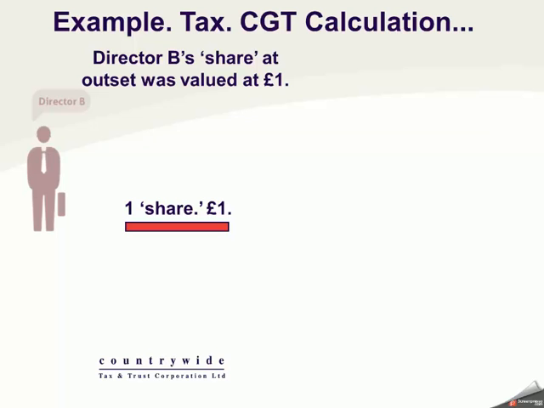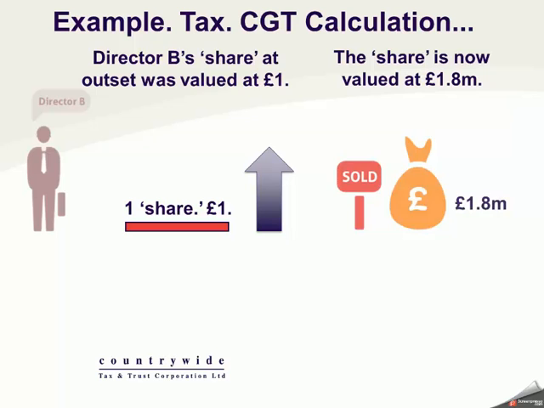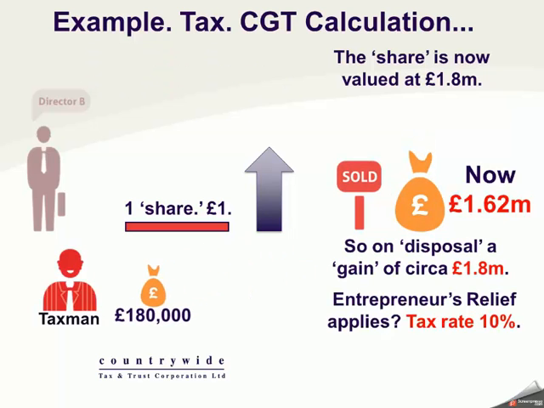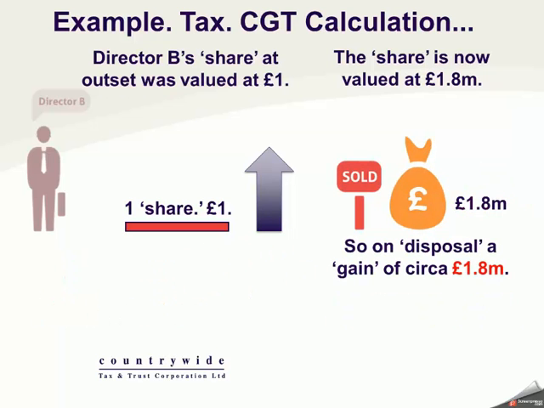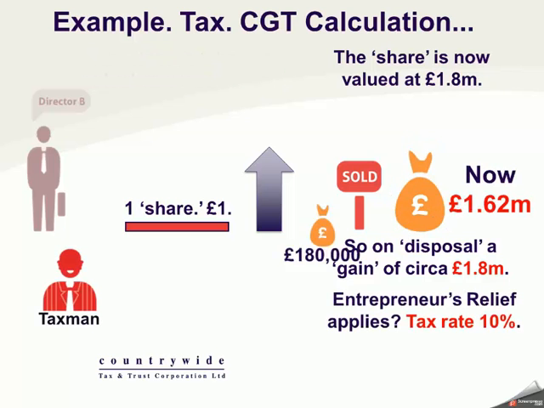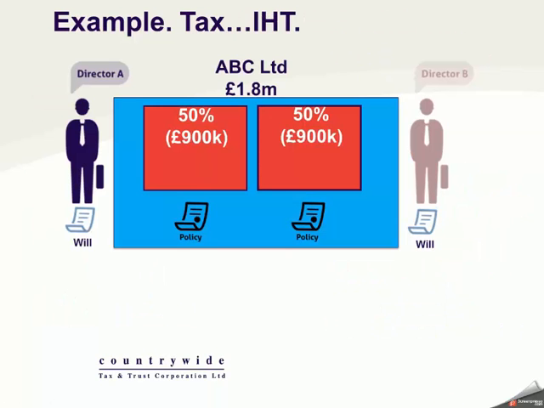So to illustrate the point again, Director B's share at outset was worth £1. It went up to £1.8 million. So on selling the business, the disposal is practically £1.8 million in gain. Potentially entrepreneurial relief can apply, and let's assume it does, and so that tax rate is 10%. So 10% of 1.8 million is £180,000 paid to the taxman, and now Director B is going to be left with 1.62 million.